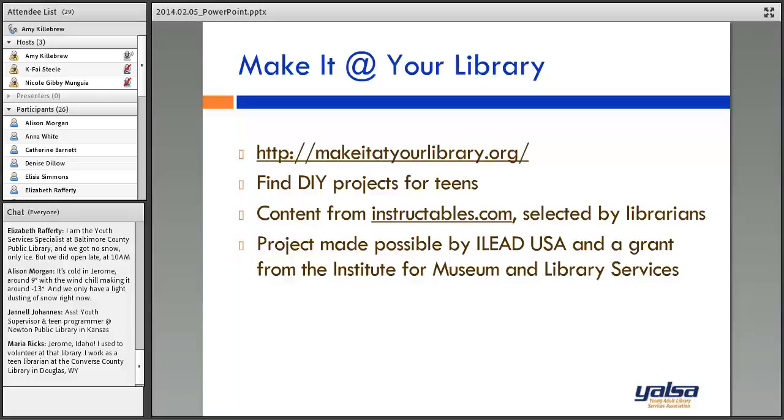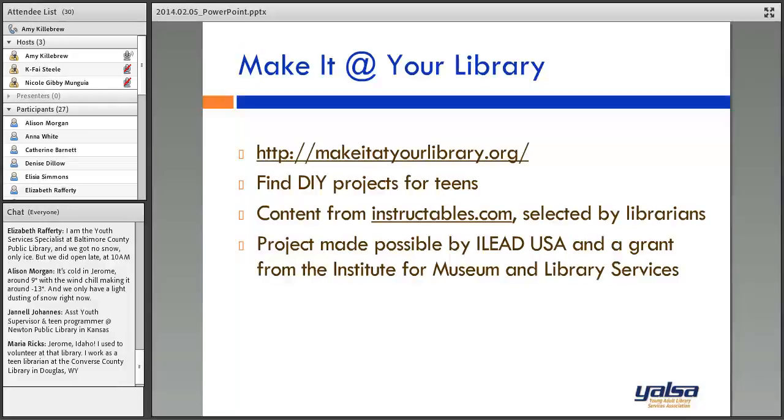So essentially what we've done is we've created a site for librarians that has DIY and maker projects from Instructables. These projects are hand selected by librarians for appropriateness, and then we index them with library specific criteria. Our site is still very new and growing. We just launched in October of 2013. So right now you'll find about 160 or so projects on the site, but we're still adding more all the time. So it's good to keep coming back and checking to see what's new.